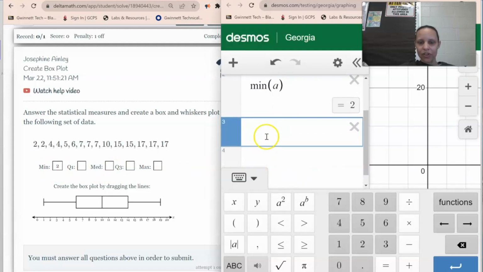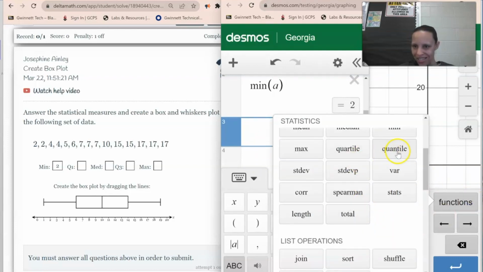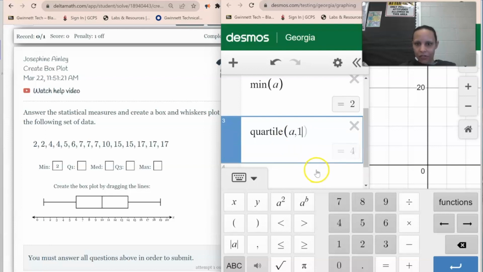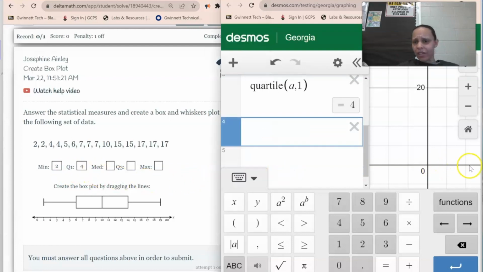All right. What is the first quartile? How do I put in quartile? Now, remember, be careful. Quantile is different from quartile. So how do I put in the first quartile? Let's see if this works. I want quartile 1 of data set A. Oh, it's not that way. It's quartile from set A, give me quartile 1. That's 4.